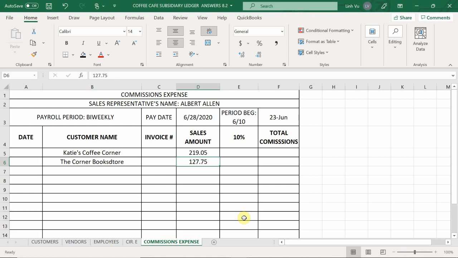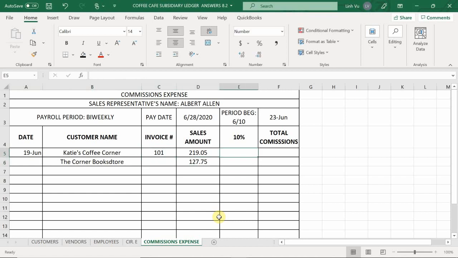Oh, so we have to update invoice 101. What are we doing? So we have to write the date. June 19, sorry. June 19, for Katie. We have invoice 101.